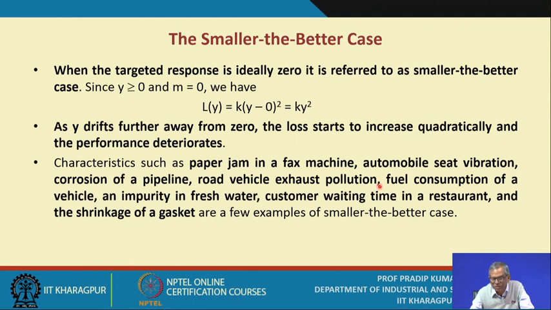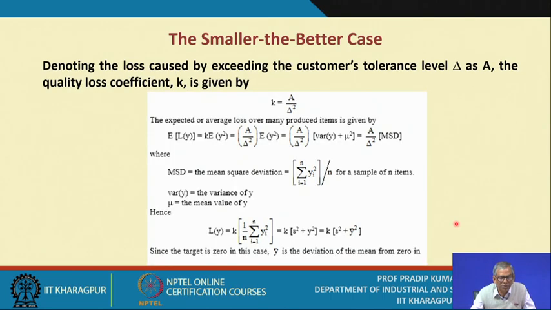Your target value is 0. Fuel consumption of a vehicle, is it okay? Always you try to minimize the fuel consumption rate. And impurity in fresh water, ideally it should be 0. Customer waiting time in a restaurant, he should be given service immediately without any waiting time, that is the ideal case. And the shrinkage of a gasket are a few examples of the smaller the better case. Is it okay? So I am citing several examples in this case.